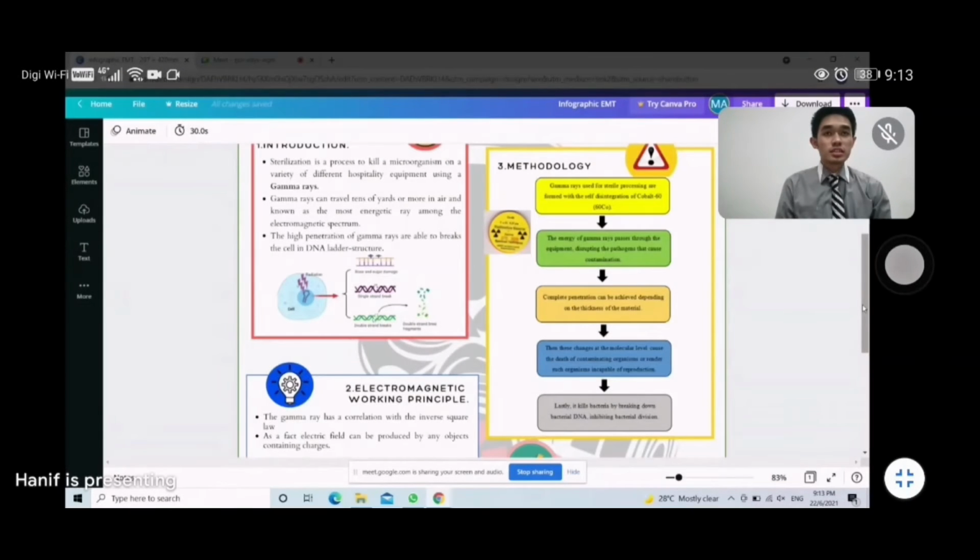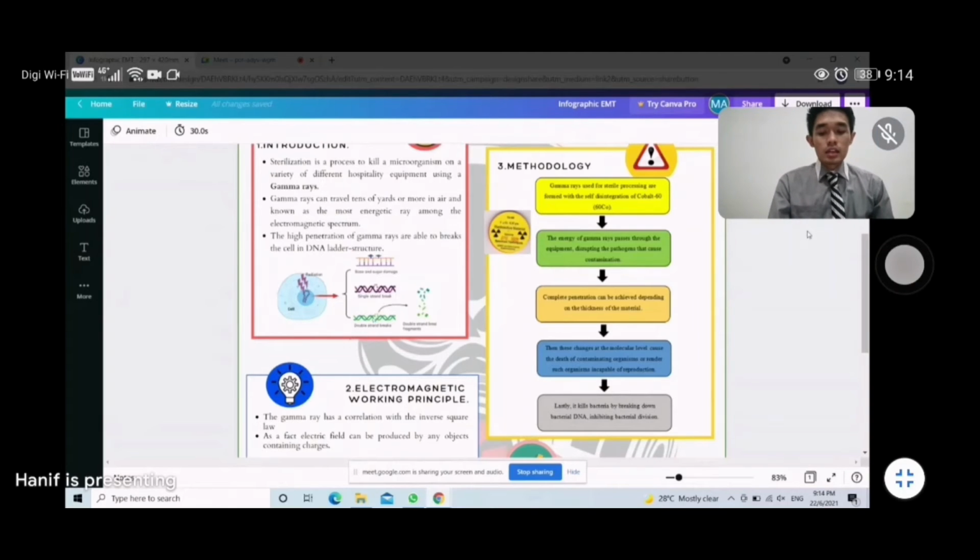For this gamma ray sterilization, I will present the methodology part. Gamma rays used for sterile processing are formed from the decay of the cobalt-60 core. This is the picture of the cobalt-60, the yellow one. The reason we use cobalt-60 is because of the relatively high energy of its gamma rays and its fairly long half-life, which is 5.27 years.